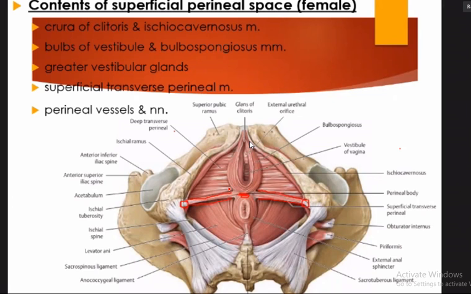Then the other muscles are the muscles covering the crura and the bulbs. The first one is the ischiocavernosus. You see how it is arising, generally with an attachment to the rami of the ischium, a small contribution from the pubis, but its fibers run enclosing the crura of the clitoris.